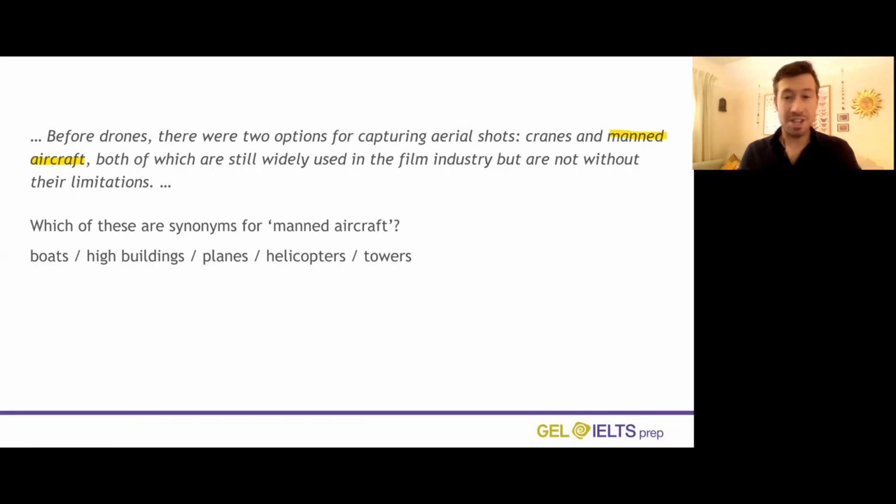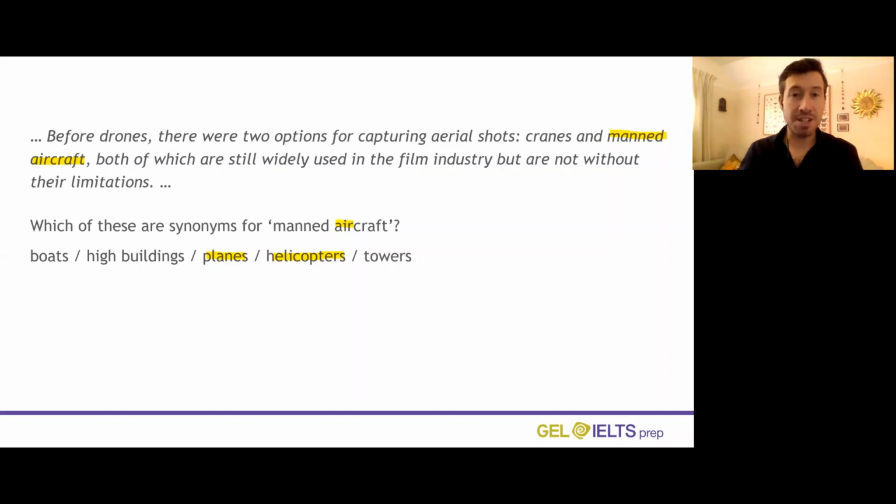Okay, so let's check this together. Well, the first thing we need to look at is it says manned aircraft, so it has to be things in the air. A boat is not in the air. It is manned, but it's not in the air. Buildings, well, there's no one controlling a building. It doesn't fly. But planes, yes, they fly and they are manned. And helicopters also fly and are manned. Towers, again, they don't fly and they're not manned. So the two synonyms would be planes and helicopters for that one.